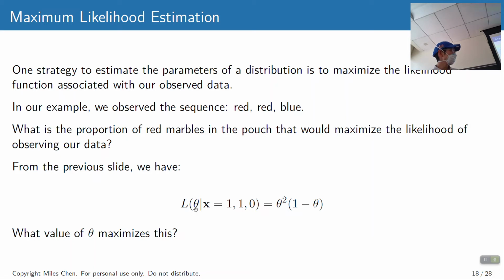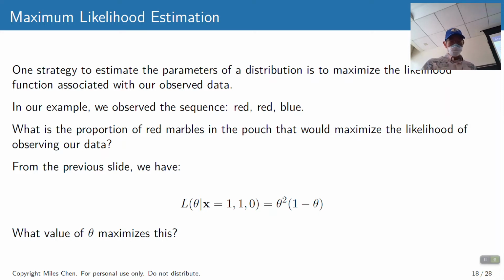So the likelihood of our data, 1, 1, 0, for some unknown parameter theta is given by this, theta squared times 1 minus theta. Basically, we want to maximize this function. We want to find the value of theta that is going to maximize this. So what proportion of red marbles in the pouch would maximize the likelihood of observing our data?